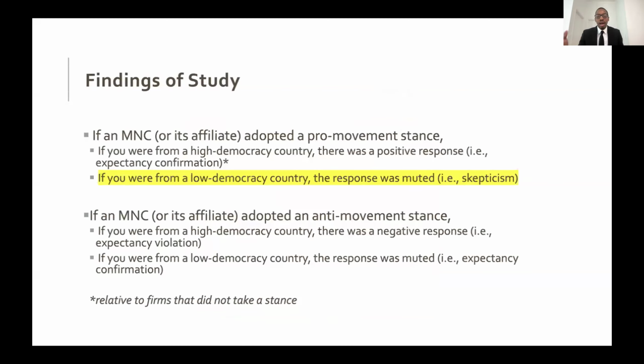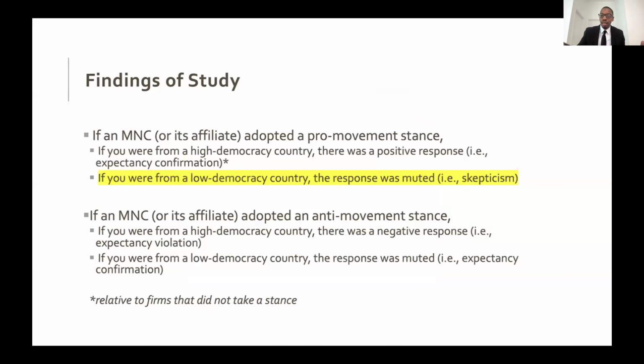In terms of the findings, in terms of the consequences of this particular case, if an MNC or its affiliate adopted a pro-movement stance and they were coming from a high democracy country, it's a relatively positive response in terms of consumers' ratings of that firm within the restaurant industry. Interestingly, even if you took that same stance in support of the movement, but you were from a low democracy country, the response was more muted. And again, getting into individuals' actual statements about this, it's basically this notion of skepticism, inauthenticity.